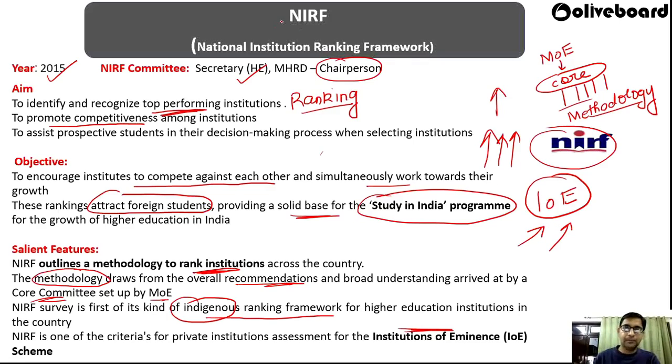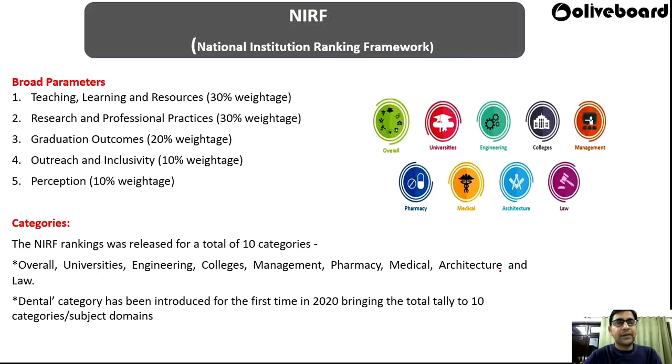So based on this NIRF ranking system, the ranking of the institutions will be done, and based on this ranking system, the private institutions will be assessed for Institute of Eminence. So what are the broad parameters on which this NIRF ranking will be done? Here we have given some weightage. There are a total of 5 parameters under which this ranking will be done.